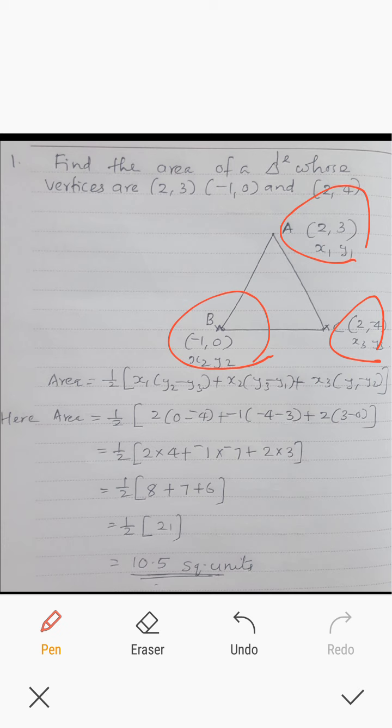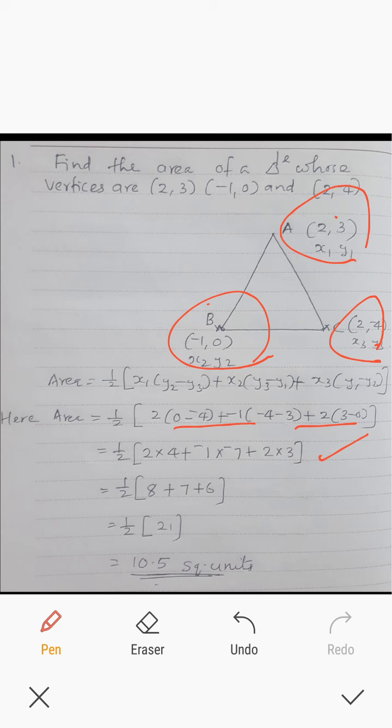and (2, minus 4) is x3, y3. The formula for finding the area is area equal to half of, inside bracket, x1 into (y2 minus y3) plus x2 into (y3 minus y1) plus x3 into (y1 minus y2). So all these variables x1, x2, y1, y2 are substituted by the exact coordinates. So here it is 2 into (0 minus minus 4) plus minus 1 into (minus 4 minus 3) plus 2 into (3 minus 0).